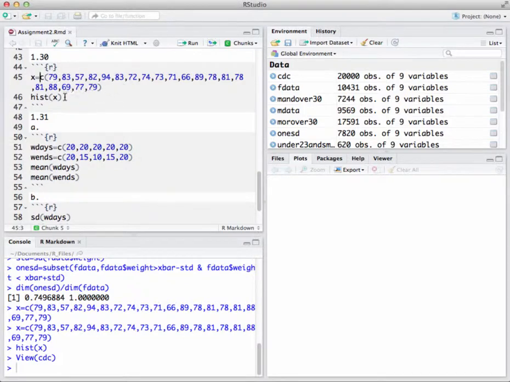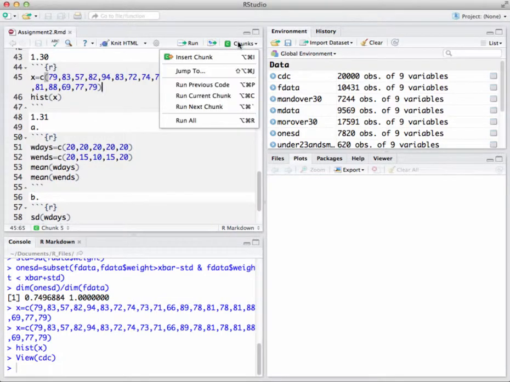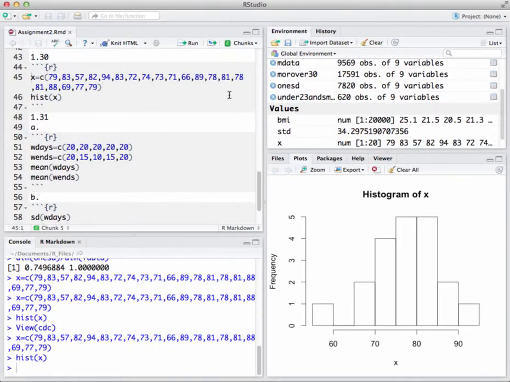Now, if I want to get a histogram of that, then I just say hist x. So let me go ahead and execute just that chunk of code. So run the current chunk, and I get a histogram of x, okay? And so if I had to describe the shape of that distribution, I would say that that is roughly bell-shaped, symmetric. That's looking pretty nice in the symmetric category.